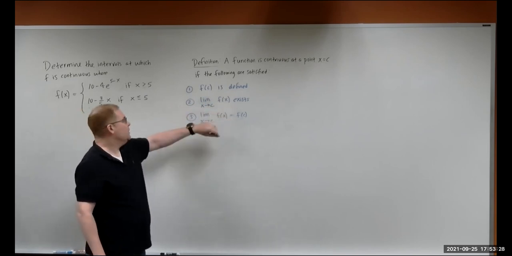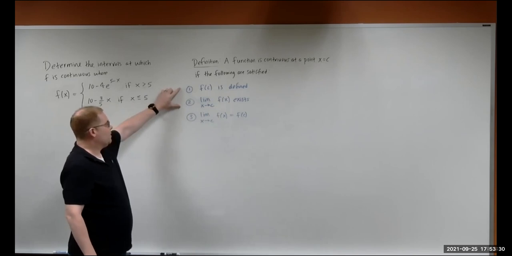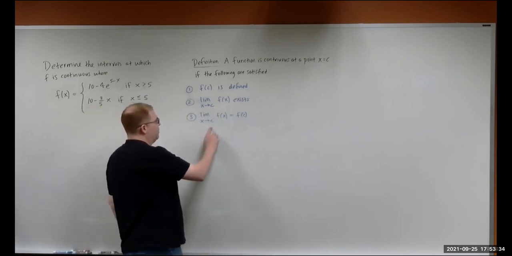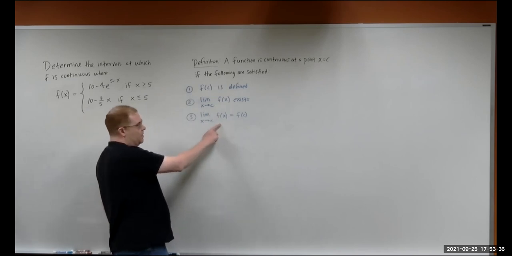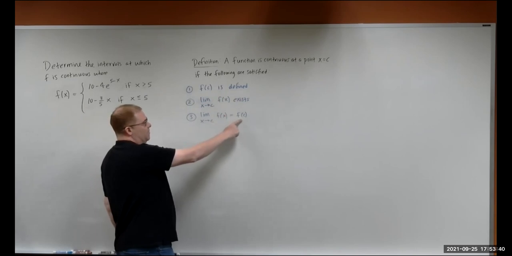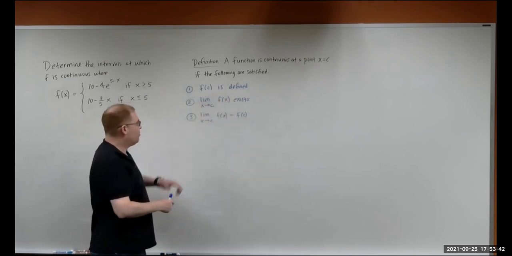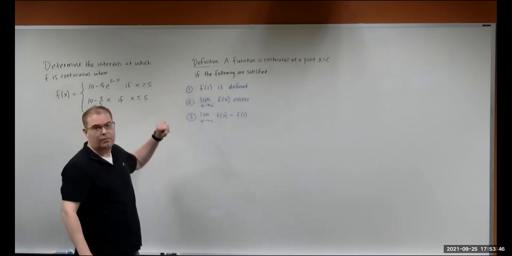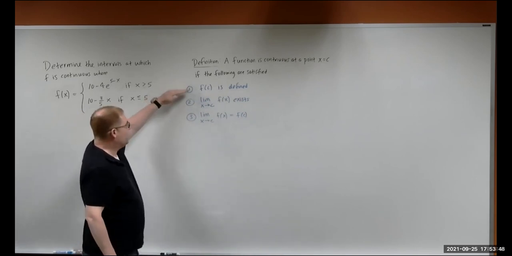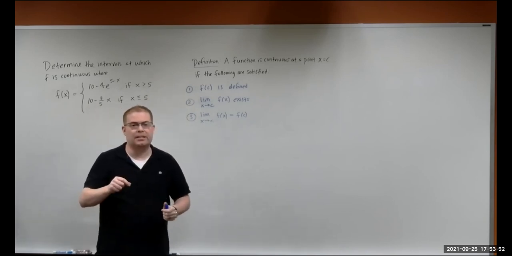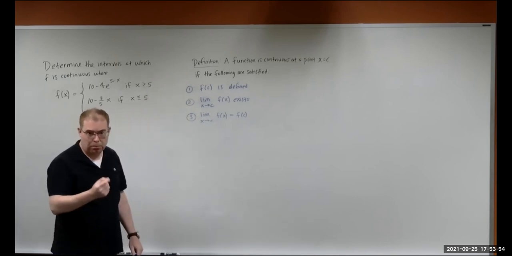Second, the limit has to exist as x approaches c for this function. Then the third statement is that the limit equals f of c, which we know is defined. So basically three is when one is equal to two. All three of these must be satisfied for a function to be continuous at a single point.